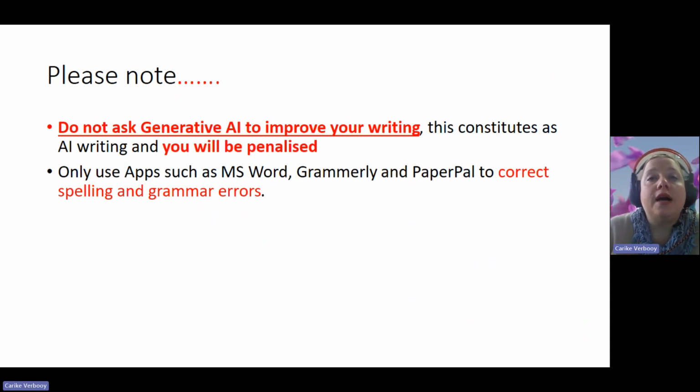You're only allowed to use apps such as MS Word, Spellcheck, Grammarly, and PaperPal to make recommendations on which spelling and grammar errors you have and just to fix those individual errors, not to rewrite. You cannot ask any AI app to rewrite or improve your writing, because that is similar to you giving your assignment to another person and asking them to rewrite it.